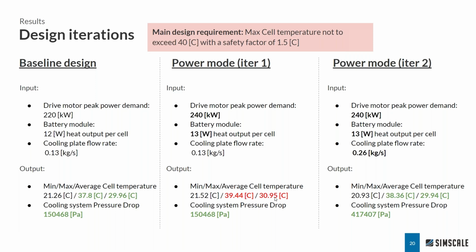Then by doing another change, by increasing the flow rate into the cooling plates, cooling channels, by doubling that, we managed to meet the requirements and drop the temperature below the acceptable limits. So now the temperature is respected, and despite the pressure drop rising because of the higher flow rate, it's still below the 500 kilopascal, which is the maximum requirement for the pump.